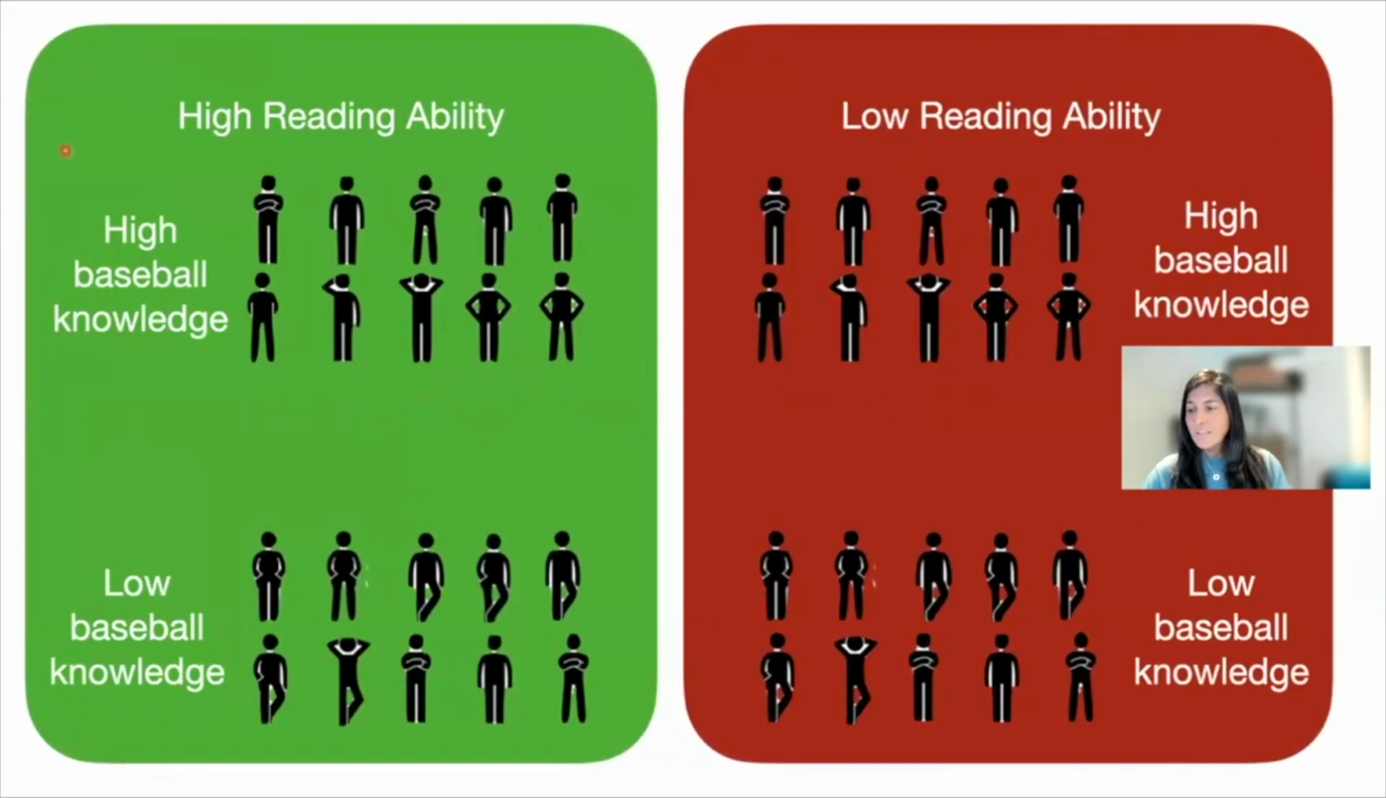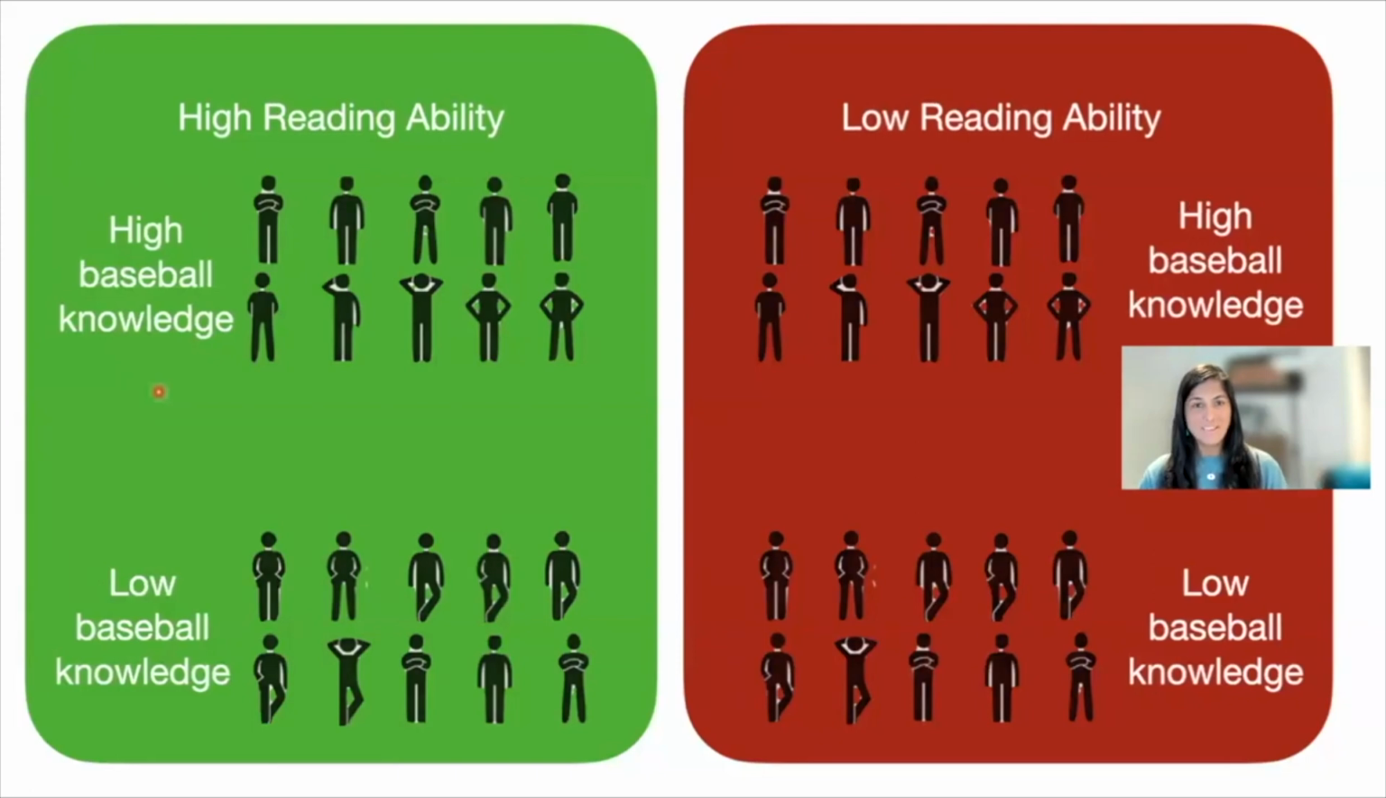So the four groups were: high reading ability with high baseball knowledge. Then high reading ability but low baseball knowledge. I definitely would have fallen into that category when I was younger. Maybe not, I'm not sure. And then there's low reading ability with high baseball knowledge, and low reading ability with low baseball knowledge. So these were the four subgroups that were created out of the two initial groups.